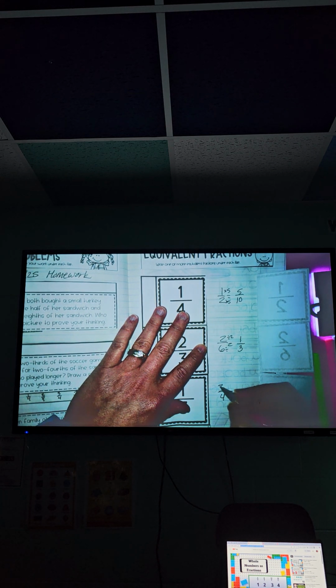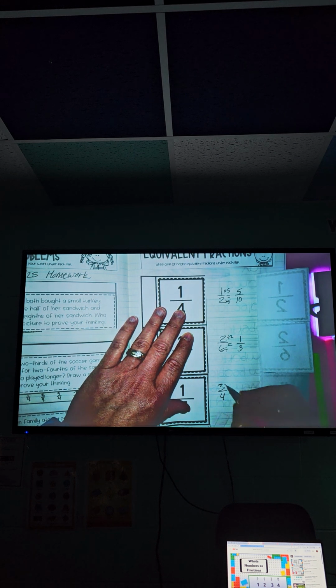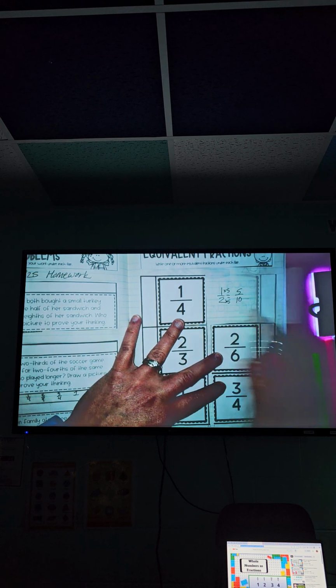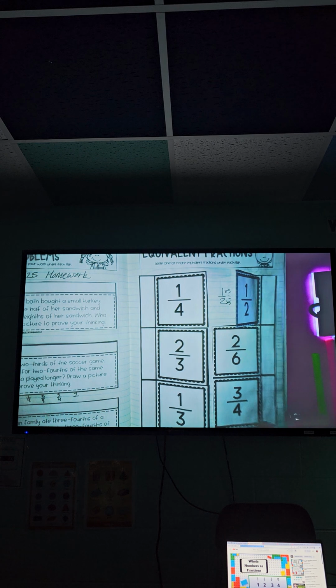3 over 4, that is in the simplest lowest term. So now we'll have to do some multiplying. We've already done 2, 3, 4, 5, so now let's do 6. 3 times 6 is 18. 4 times 6 is 24. And we can check by saying 18 divided by 6 is 3. 24 divided by 6 is 4. So that is equivalent fractions. Remember, whatever you do to the numerator, you do to the denominator and vice versa.